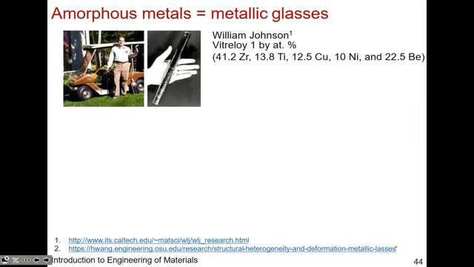So here's one example. It's called Vitreloy 1. And you can see the atomic percent distribution here. You have 41.2 atomic percent zirconium, 13.8 atomic percent titanium, 12.5 atomic percent copper, 10 atomic percent nickel, and 22.5 atomic percent beryllium. Why in the world would you want to mix all of these together? Well, it turns out this forms a beautiful metallic glass. And it used to be called, well, it still is called bulk metallic glass because people were trying to make it in bulk. You can always have some tiny amount that you can crystallize, but the trick is, can you make it in bulk?